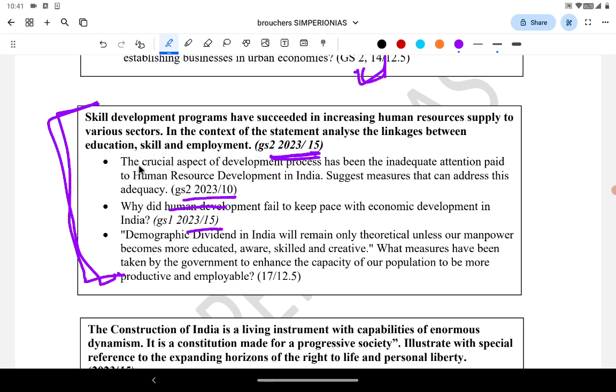Okay. Another question in 2023 itself: a crucial aspect of the development process has been inadequate attention paid to human resource development. Suggest measures. Skill development, human development measures. Why did human development fail to keep pace with economic development in India? All are similar topics on human development and skill development. There is also the demographic dividend, and how can we exploit the demographic dividend, is skill development necessary. This question was asked in 2017.